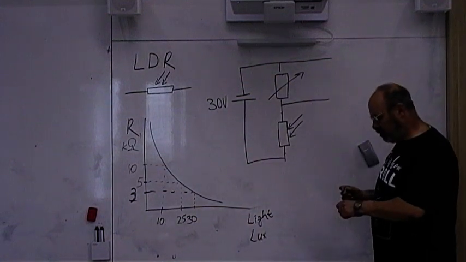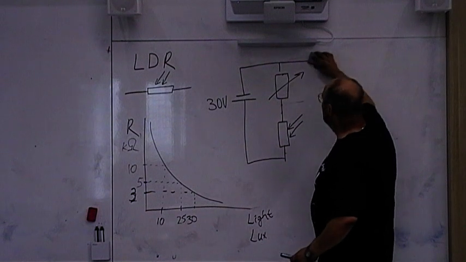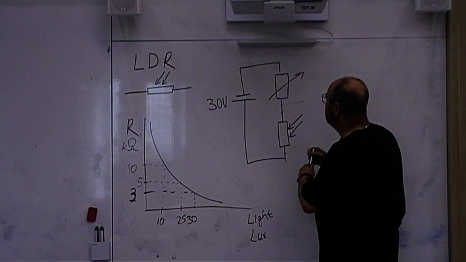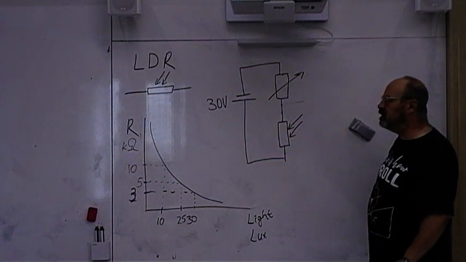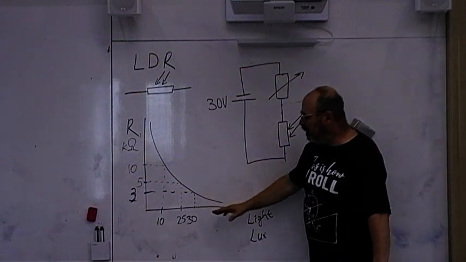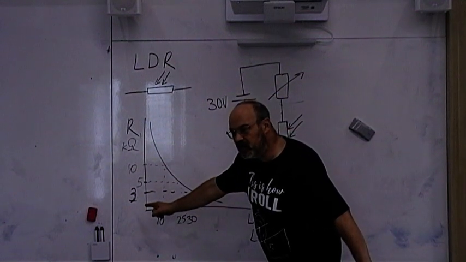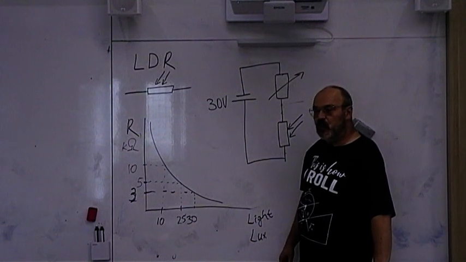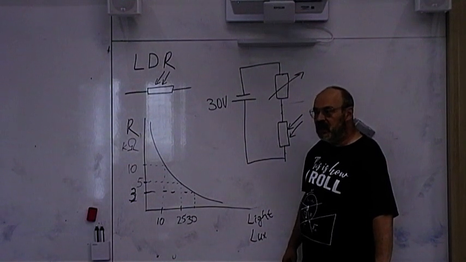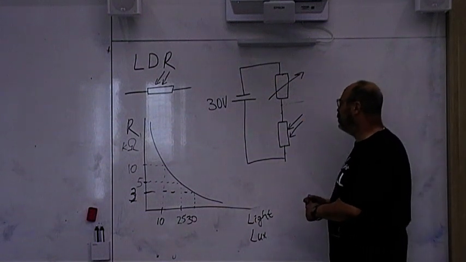Now, do we want to turn lights on when it becomes dark or very bright? Dark. So what happens with the resistance of the LDR when it becomes dark? Less and less light. What happens with the resistance? It becomes higher. So where should we connect the switch that will turn on lights? On the LDR.